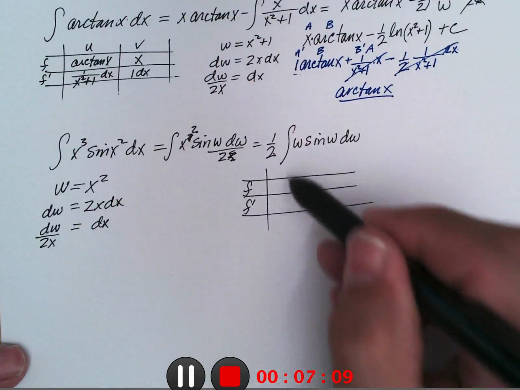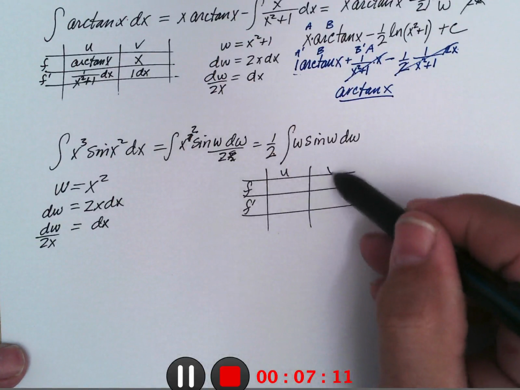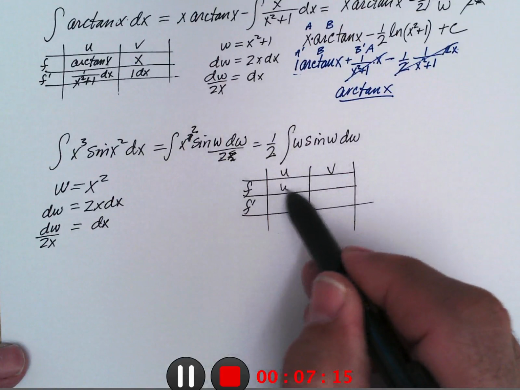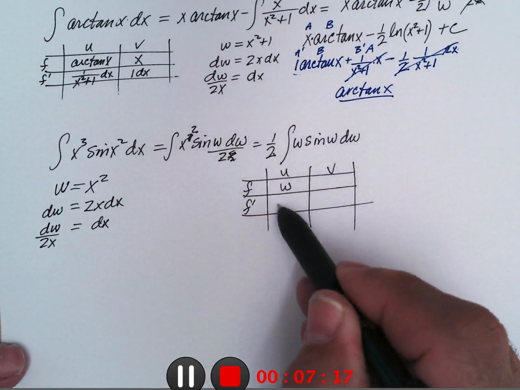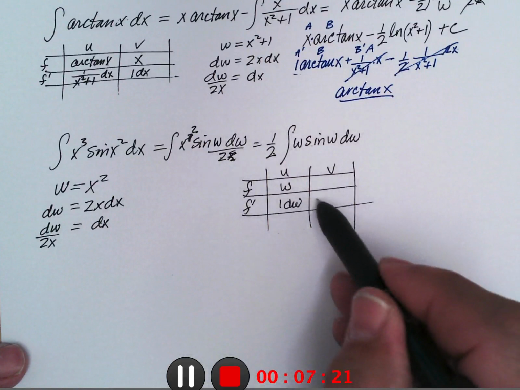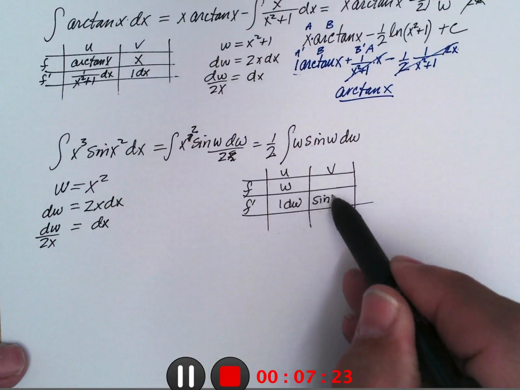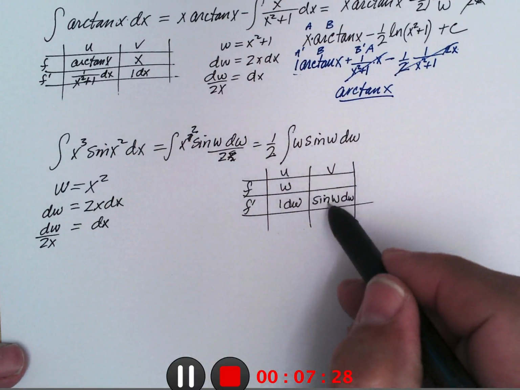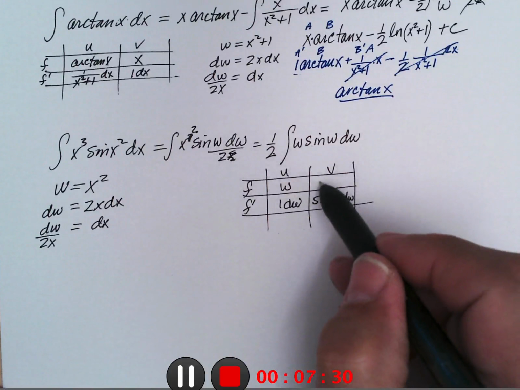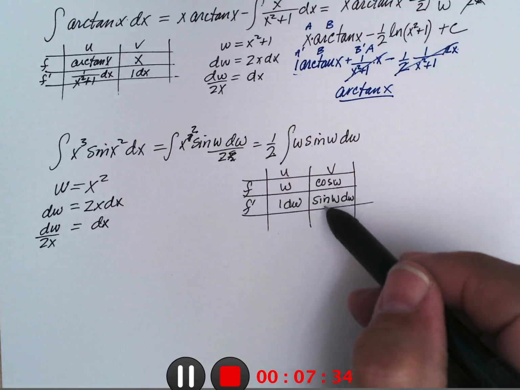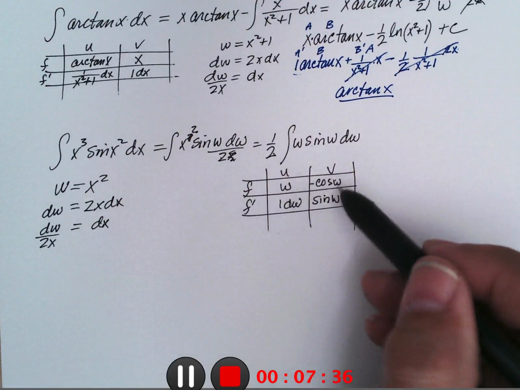U and v, and I'm going to let w go here so that when I take the derivative I get 1 dw. I'm going to put sine w dw here. The antiderivative of sine is cosine w, although that would make negative sine, so we have to make it negative cosine w.